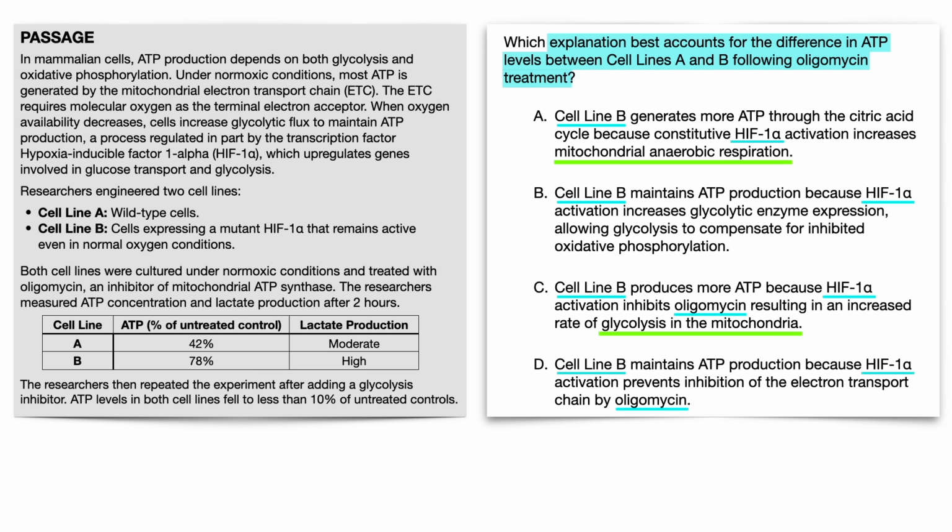For example, answer choice A says mitochondrial anaerobic respiration. While mitochondria are mentioned in the passage, anaerobic or aerobic was not. But it is important to know that mitochondria function in aerobic respiration, not anaerobic, so this can be eliminated regardless of what the rest of the answer choice says.